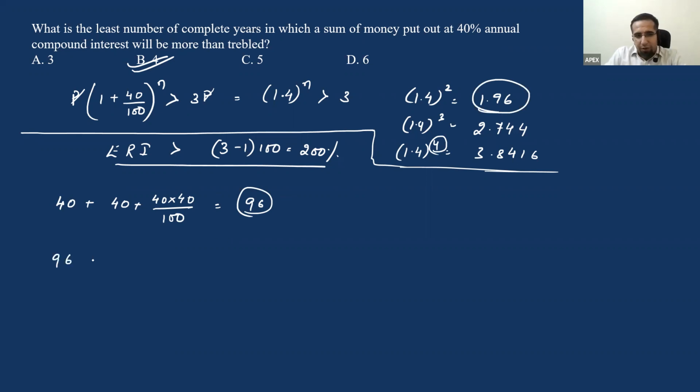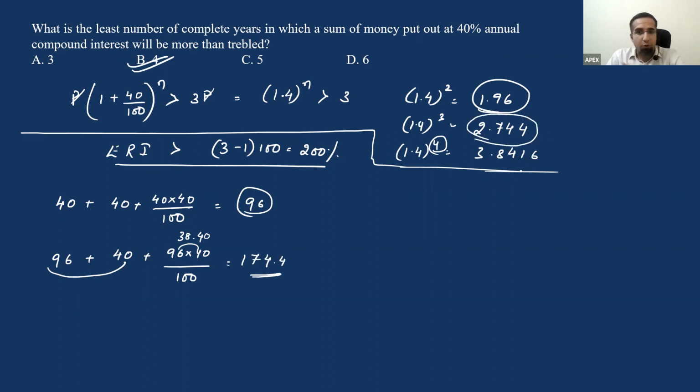Clear? Then third year, 96 plus 40. And then I'm going with 96 into 40 divided by 100. So 96 plus 40 gives you 136. Now, what is 96 into 40? So 4 6s are 24, 4 I carry 2. 4 9s are 36 plus 2 is 38. So 3840. Clear? So this is 136 plus 38. 136 plus 38 will give you how much, guys? 174.4. You can see here 2.744 will give you 174.4% increase. Clear? This is the effective rate of interest.